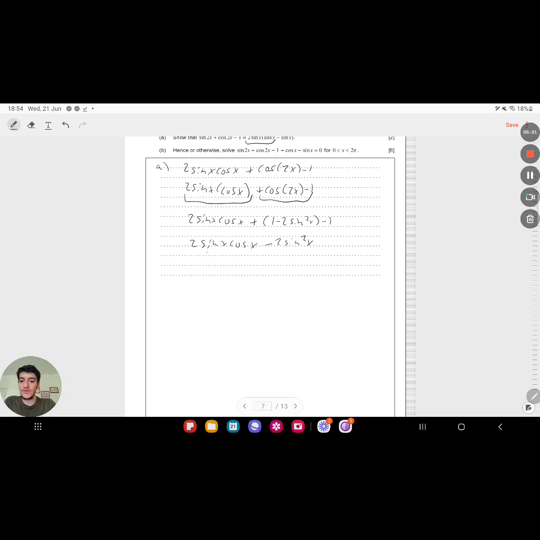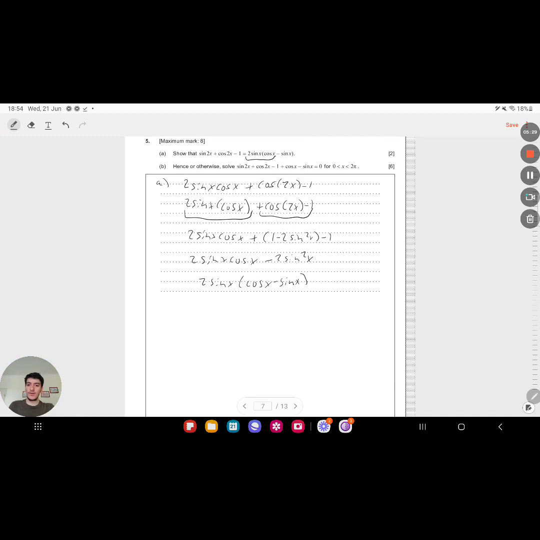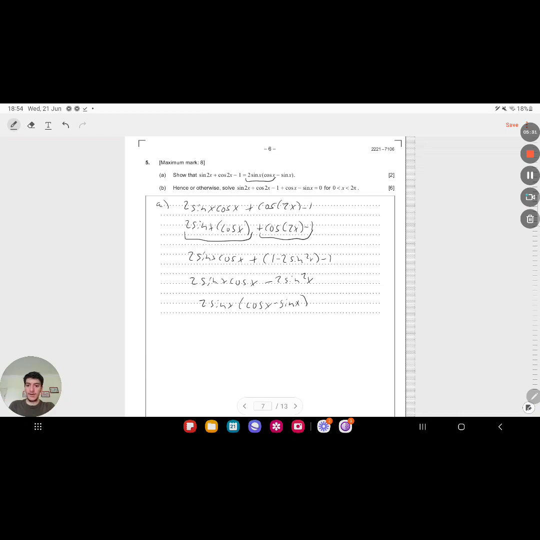And now we factor the 2 sine x out. Cos x minus sine x. You see, it solved that process. Just look at what you need to get, and try to manipulate it in the easiest way possible. See, this took 5 lines. But in class, I'll probably take way more lines just because my brain's not there.